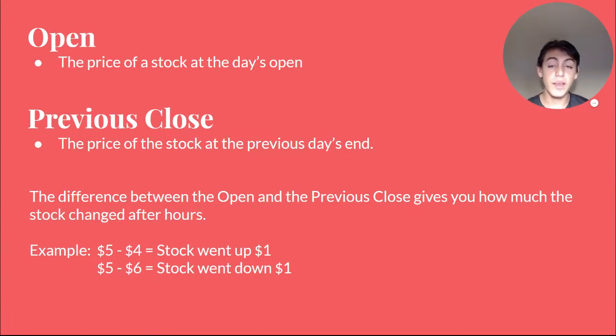The open is the price of stock at the day's open, and the previous close is the price of stock at the previous day's end. The difference between the open and previous close gives you how much the stock changed after hours. As an example, if the open was $5 and the previous close was $4, 5 minus 4 equals 1, so the stock went up $1. If the open is $5 and the previous close is $6, 5 minus 6 equals negative 1, so the stock went down $1.